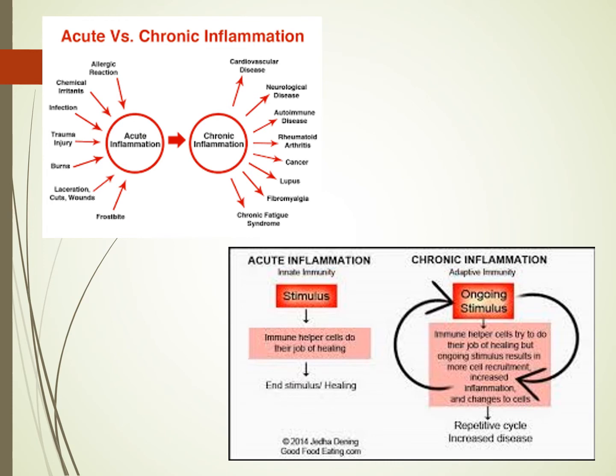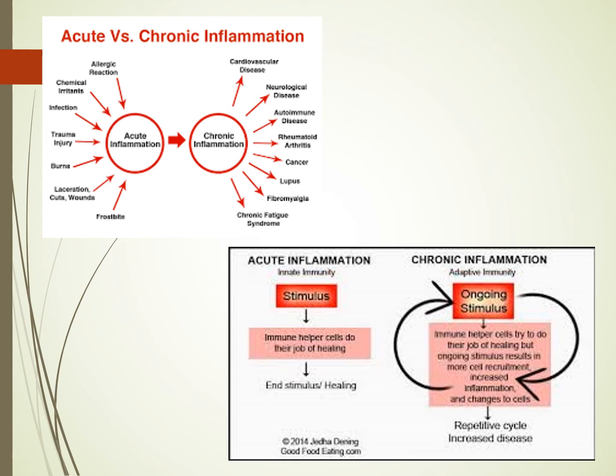Acute versus chronic inflammation. This is showing you examples. Acute inflammation includes allergic reactions, chemical irritants, infections, trauma, injury, burns, lacerations, cuts, wounds, and frostbite. Chronic inflammation is cardiovascular disease, neurological disease, autoimmune disease, rheumatoid arthritis, cancer, lupus, fibromyalgia, and chronic fatigue syndromes.